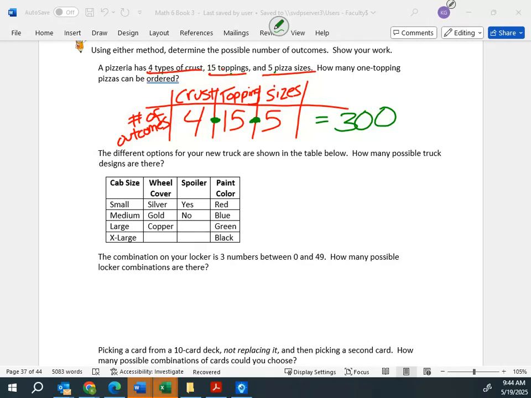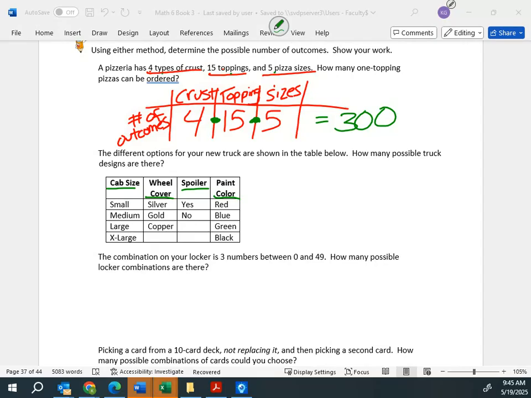So I'm not going to do the whole problem with you. Who can tell me how many events we have with our truck design? How many events would there be looking at that table? 4. Cab size, wheel cover, spoiler, and paint color. So in your table, you should have all 4 events. And then how many outcomes for each event? And then you multiply it across.